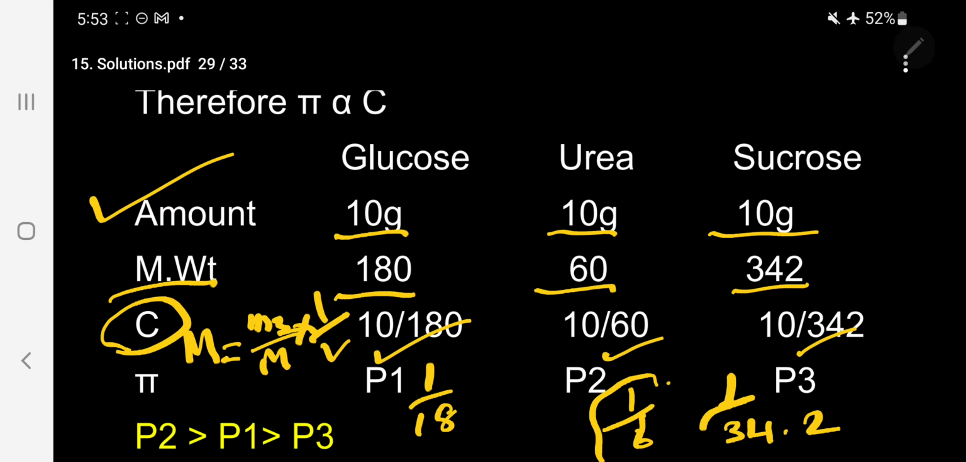1 by 6 is the higher value. P2 is the higher value. The next, 1 by 18, is P1, and the next is P3. So the correct order is P2 greater than P1 greater than P3. So we have easily identified the answer.